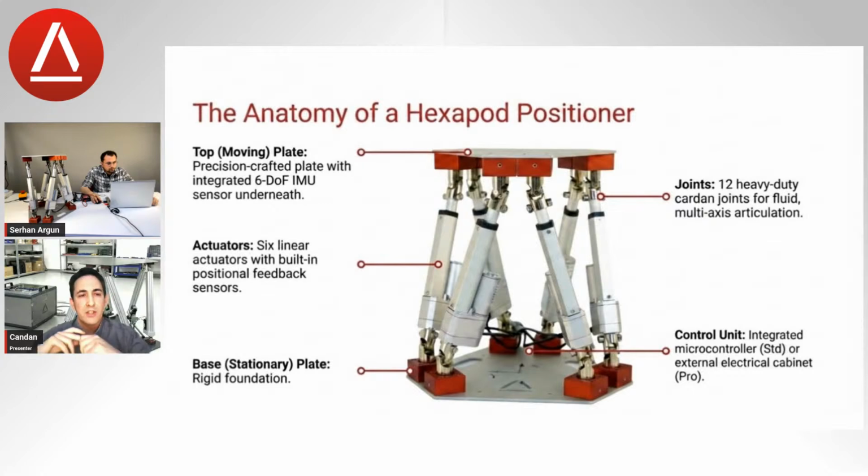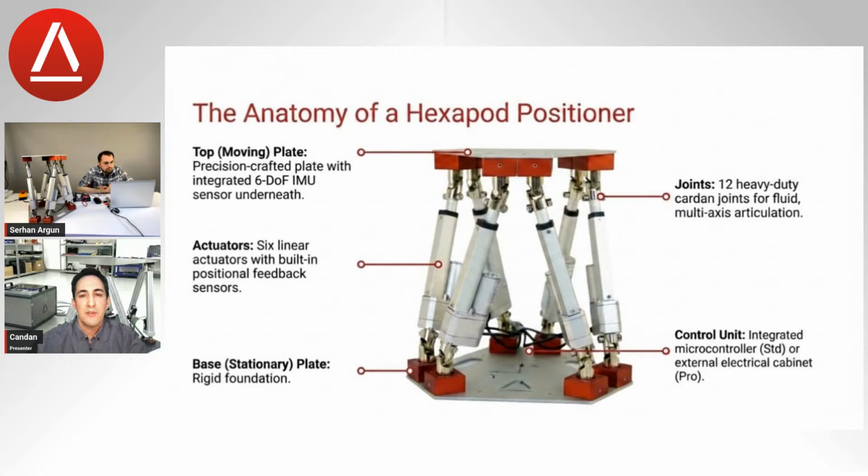Next, we have the actuators. Each Stewart platform most generally has 6 linear actuators, and these actuators are the key to the positioning. They extend and retract, and based on their movement, the moving top plate moves in space in different directions.